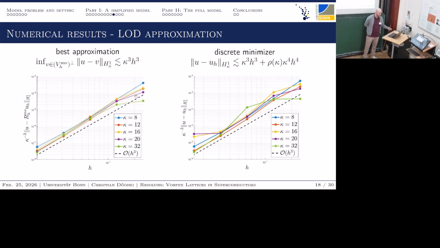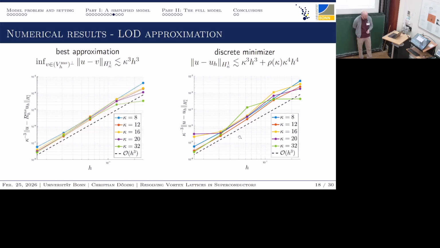So on the left side again, best approximation, nice convergence, almost without any pre-asymptotic effects. There is still the resolution condition hidden in the best approximation, that H needs to be smaller than 1 over kappa, which you see here. However, it very fast strongly converges to a third order in H, and again we scale with kappa, everything is more or less on top of each other, so we trace the right scaling in kappa here.